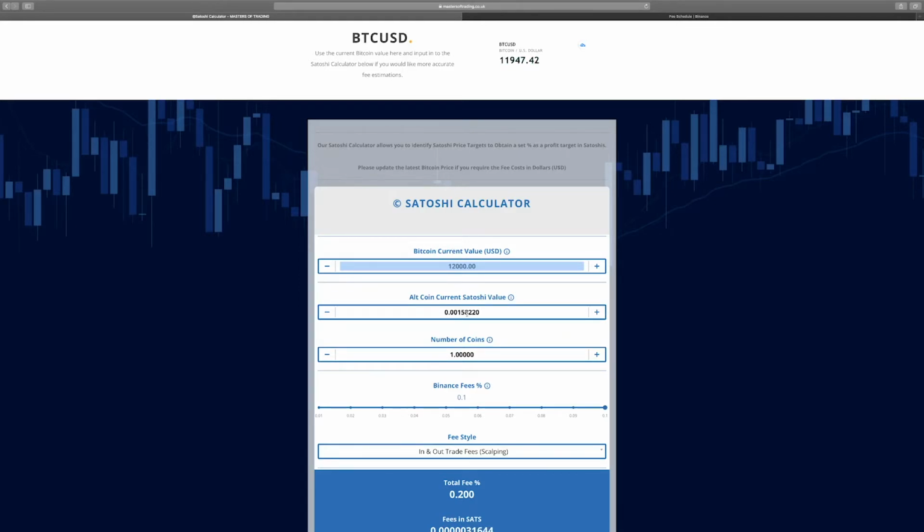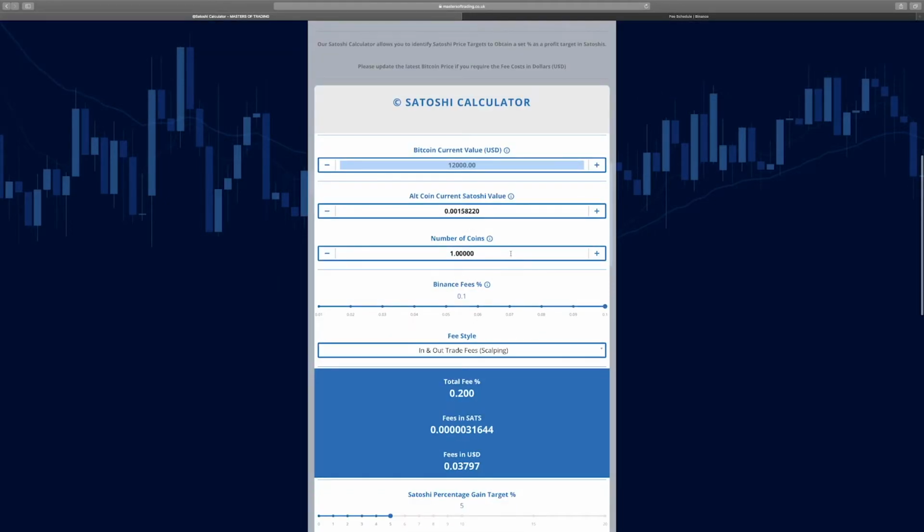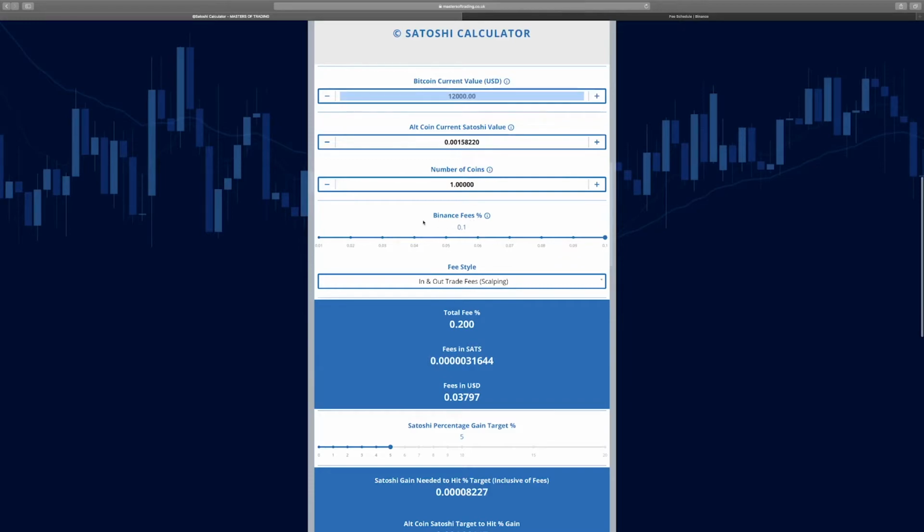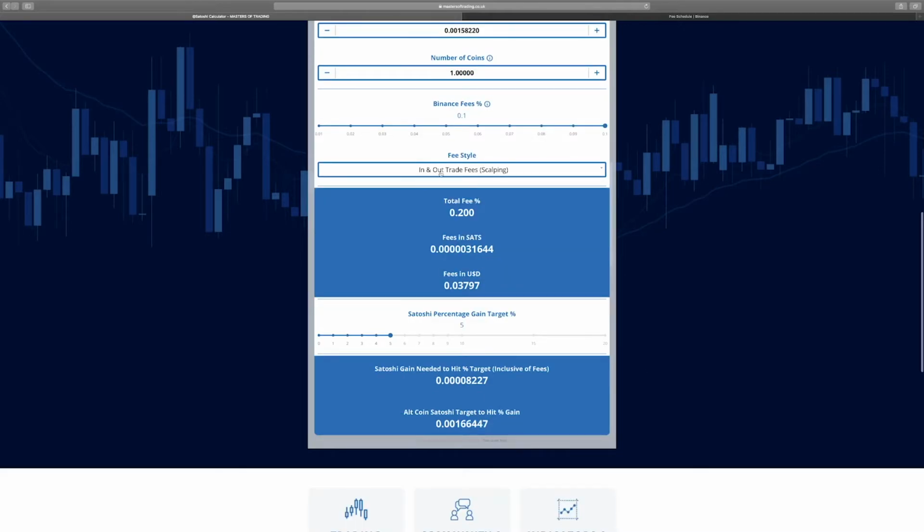Now we have our Bitcoin value, we have a Satoshi value. We're going to just call it one coin just for this example. And Binance fees is what I just showed you with the fee schedule. It depends what tier you are on Binance, but most of you will be on the 0.1%, which is the most expensive fees they have at the moment. And then the fee style. Are you just a one-way trader, just buying to accumulate? Then you're only going to endure one fee. But for this example, we are going to use in and out trade fee scalping. So that brings it to 2, because there's an in and an out of 0.1.